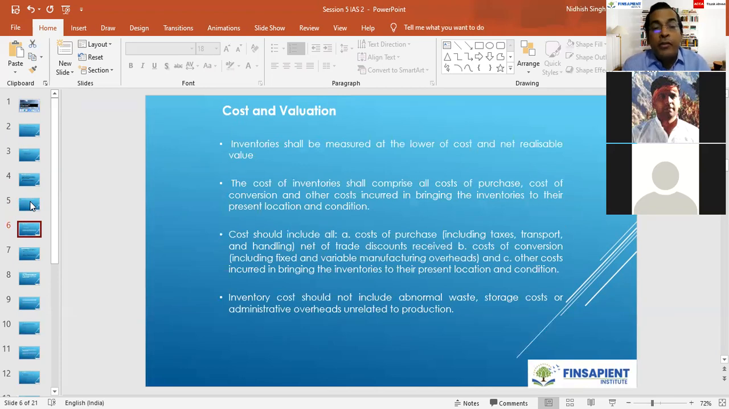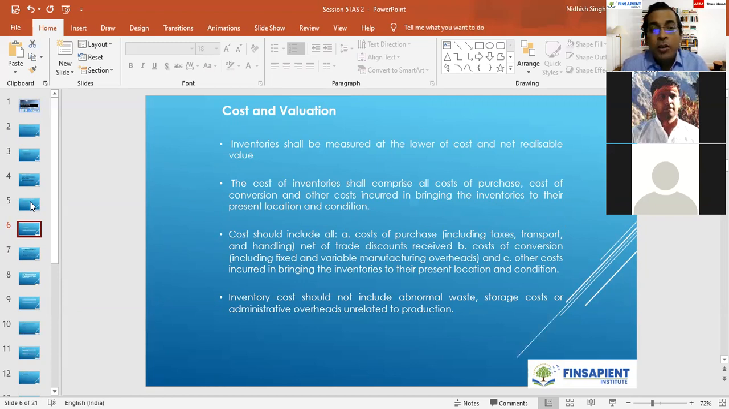Back to cost and valuation. Inventory shall be measured at the lower of cost and NRV. Cost of inventory shall comprise all cost of purchase. So this is similar to, again, the concept of capitalization for PPE or inventory. We are talking about what should be included in the cost.